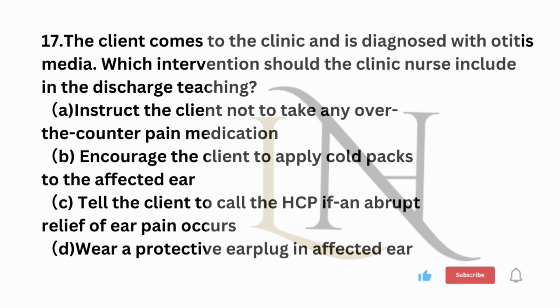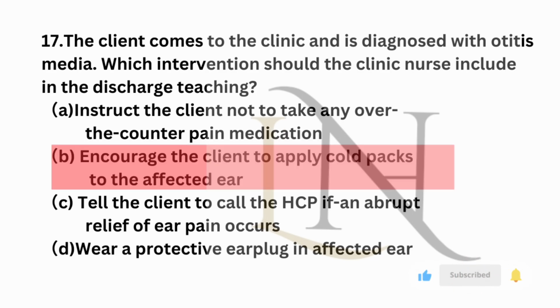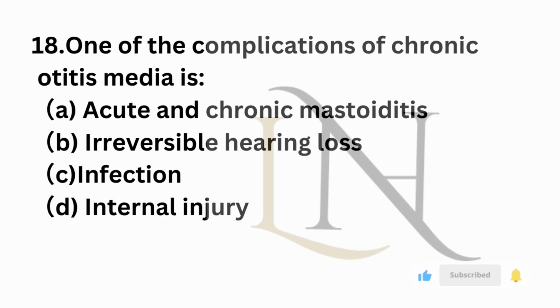Correct answer. Option B. Encourage the client to apply cold packs to the affected ear. Next, one of the complications of chronic otitis media is: option A, acute and chronic mastoiditis. Option B, irreversible hearing loss. Option C, infection. Option D, internal injury.